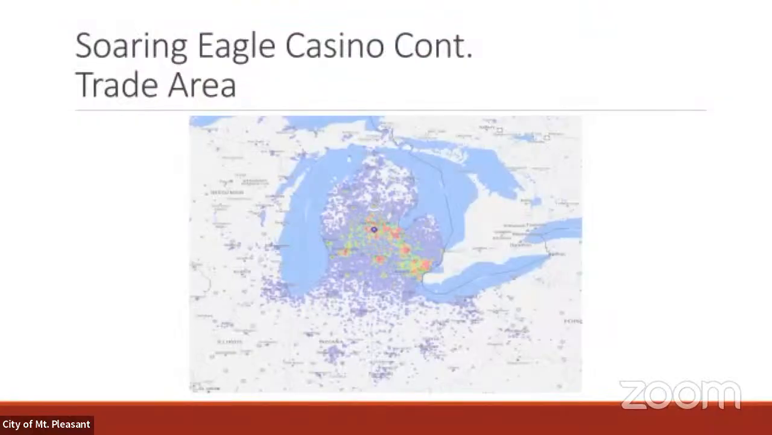And this is just a quick picture of the trade area of Soaring Eagle as well. As you can see, you have your hot spots in red, and then your blue is a lesser amount of people, but still enough to show up. So they're drawing a large amount of people regionally, and even if you zoom out that map farther, you'll see they're attracting people all around the country.